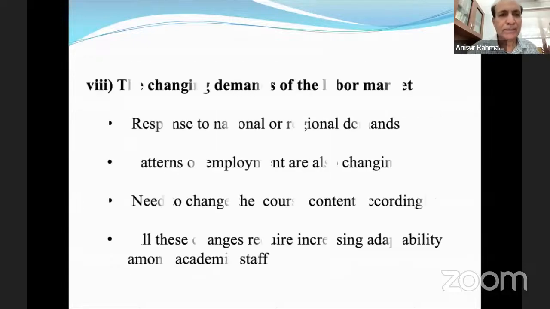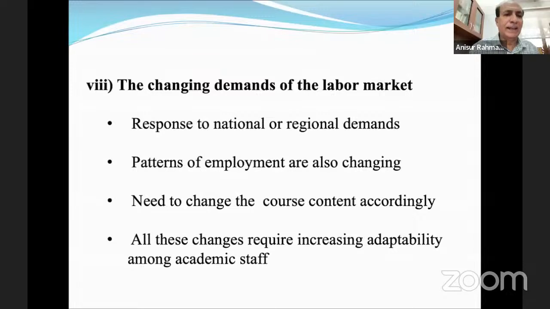Okay, and then changing demands of the labor market. Again, I'm just reiterating how important this is. Changing demands of the labor market are a response to national or regional demands, and patterns of employment are also changing. It means there's a need to change the course content accordingly.